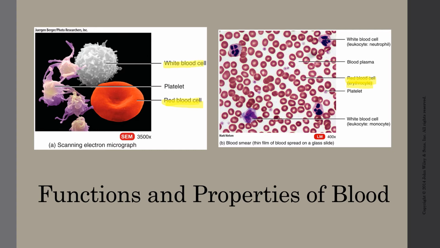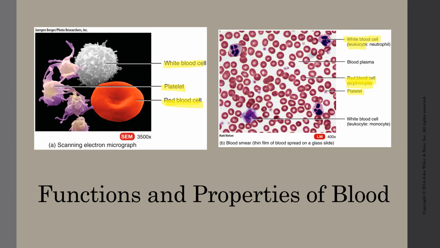White blood cells, these are also called leukocytes. And these protect the body from invading pathogens and other foreign substances that may come in. The last component here in the formed elements is going to be platelets. You can see them here as well.